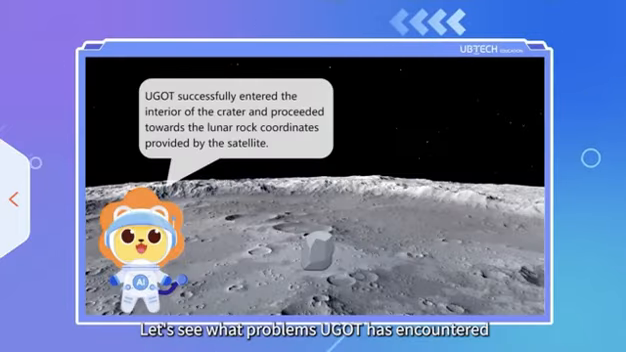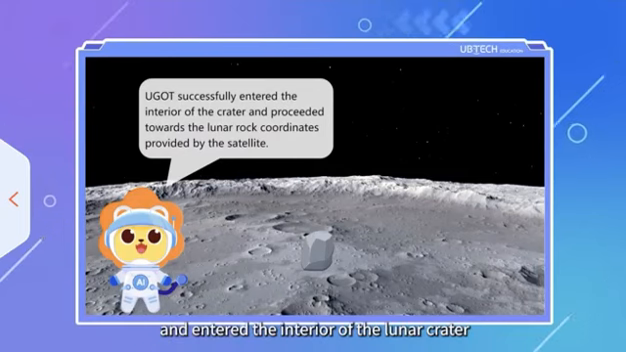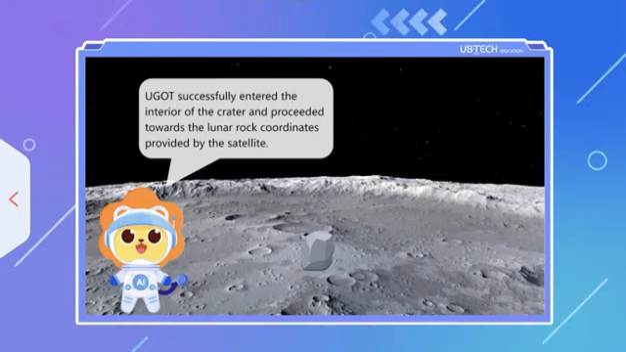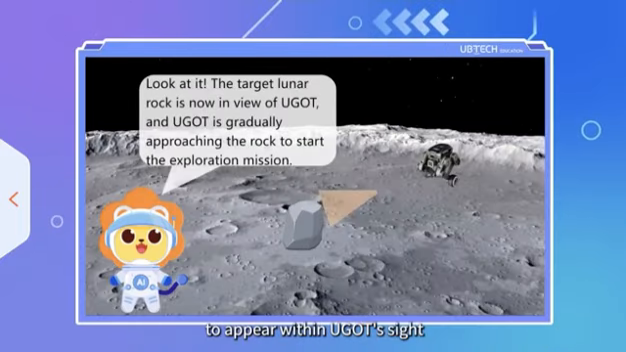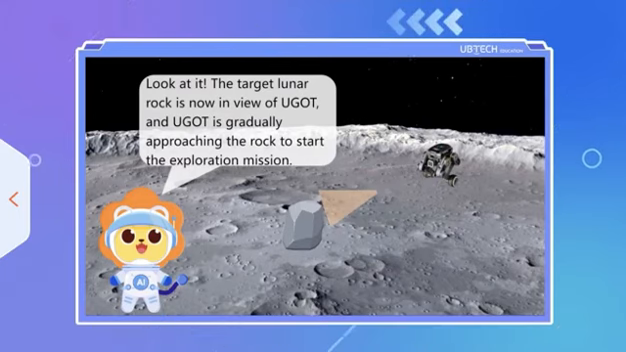Let's see what problems uGot has encountered. uGot crossed the crater and entered the interior of the lunar crater, then proceeded towards the lunar rock coordinates provided by the satellite. It didn't take long for the target lunar rock to appear within uGot's sight, and uGot smoothly approached it to begin exploration.